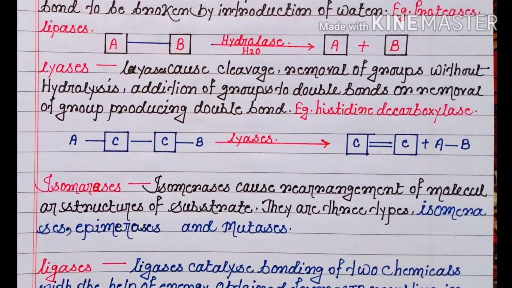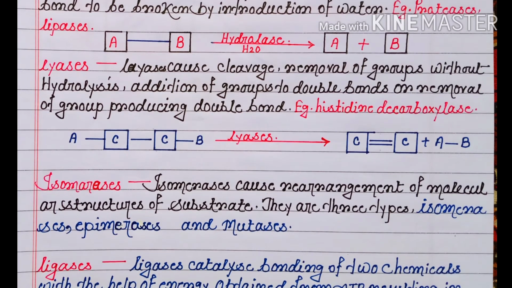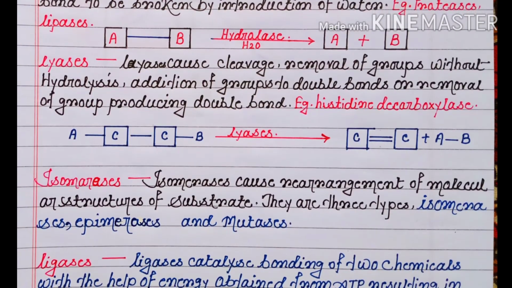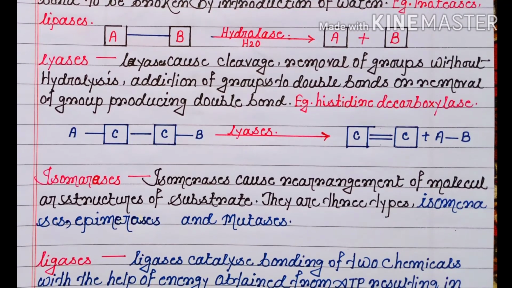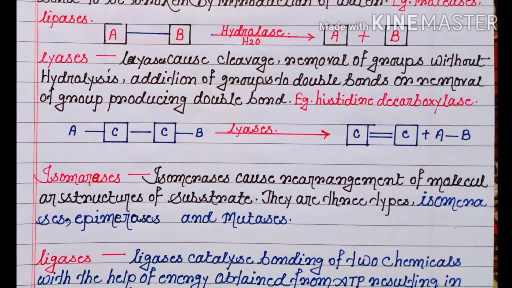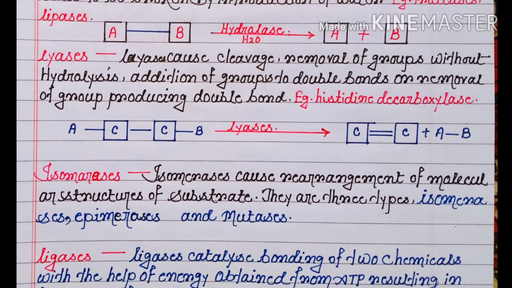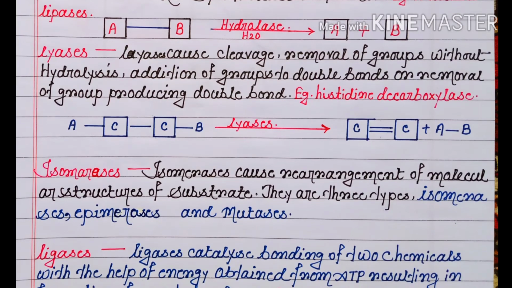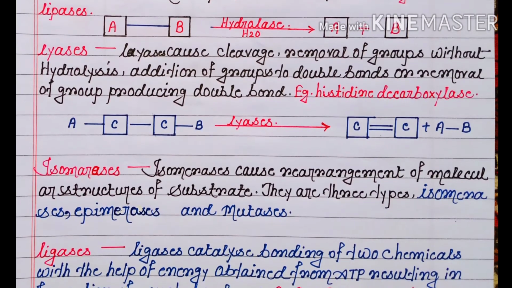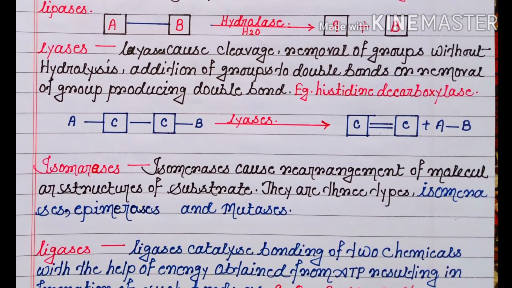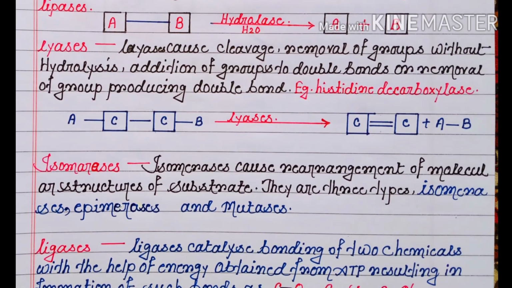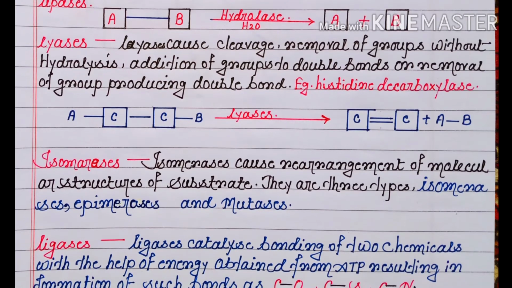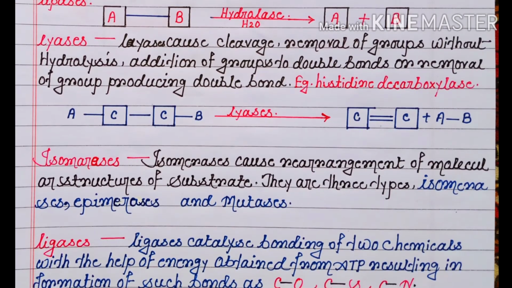histidine decarboxylase. Here two carbon atoms are attached by a single bond, and A and B are two different types of molecules attached to each carbon by a single bond. And due to the presence of lyase, those A and B molecules are totally separated from the carbon. As a result, a double bond is formed between the two carbon atoms.